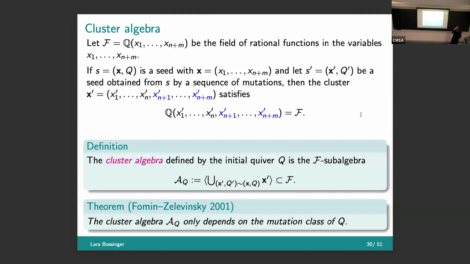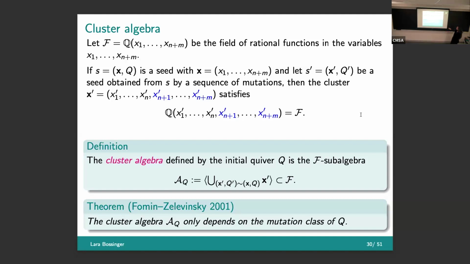If I have a seed, and I mutate this seed, I get another seed, seed prime. So I start here with the seed whose cluster variables are the generators of my ambient field. And if I obtain another seed, seed prime, then that will satisfy that my ambient field is also generated by this. Okay, so this goes into the definition of a seed.